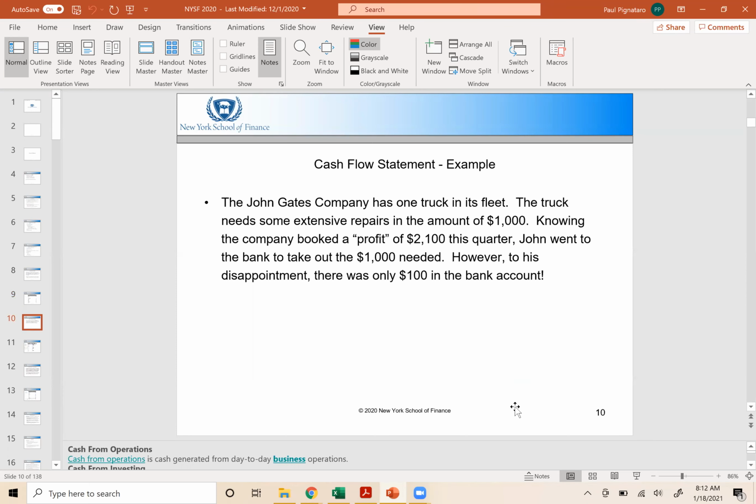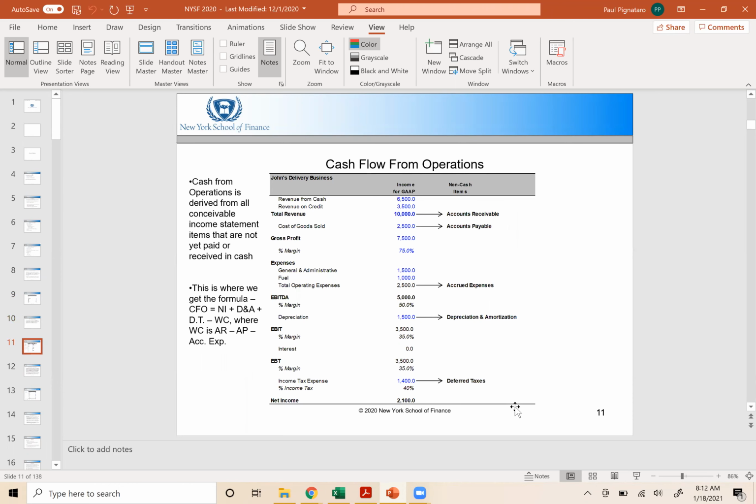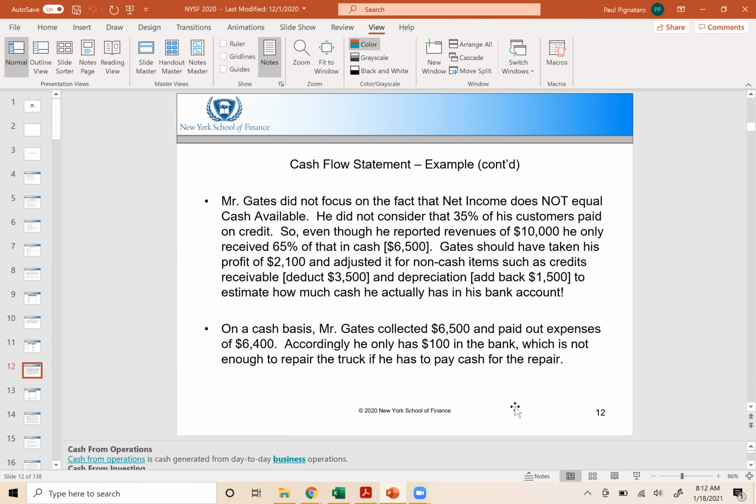So to further that illustration, we're going to assume that this person did not consider that of his $10,000 in revenue that he recorded, 35% of his customers paid on credit. So 35% of his customers got sent a bill, didn't pay yet. 65% paid right away. So he needs to adjust for that.